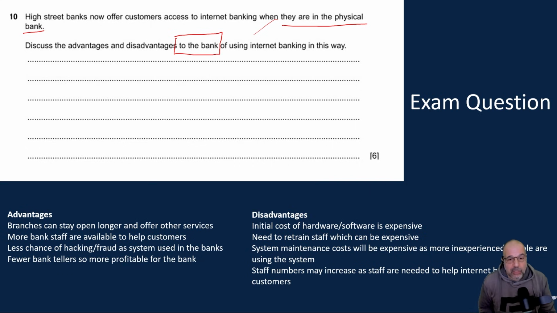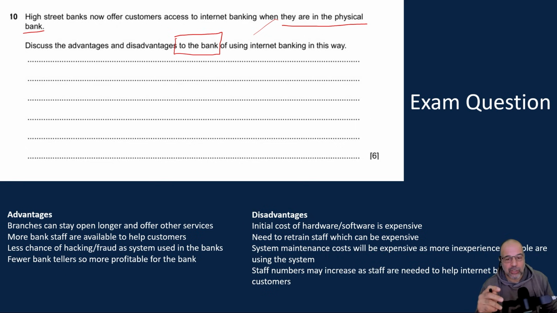The disadvantages are going to be things like the initial cost of the hardware. Software is expensive. You also need to have a good technical team there to make sure the services are running properly, and that network security is enabled and monitored. You need to retrain staff, which can be expensive. You're going to have to train some staff, either existing or new, how to use the internet banking software so they can offer support to the customers comfortably and reliably. System maintenance costs will be expensive as more inexperienced people are using the system.